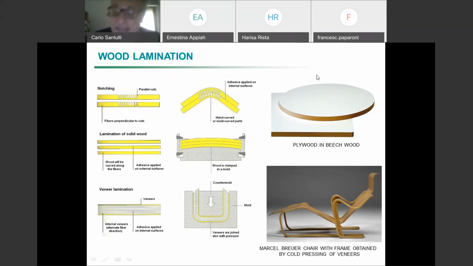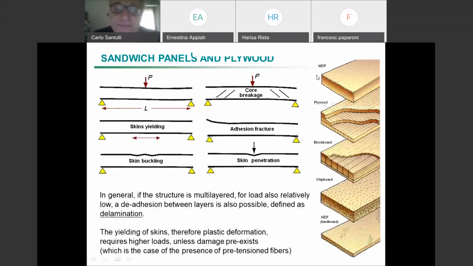The process with high temperature, with vapor pressure at high temperature, was known from 1850 by Thonet, a craftsman in Vienna, and developed this kind of chair, which was particularly good and imitated as well.